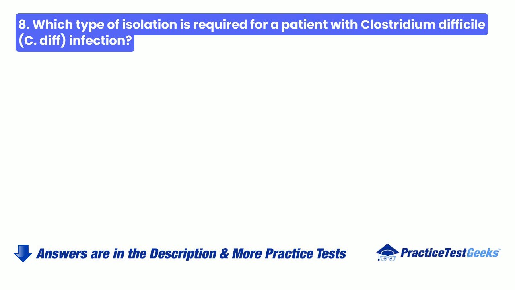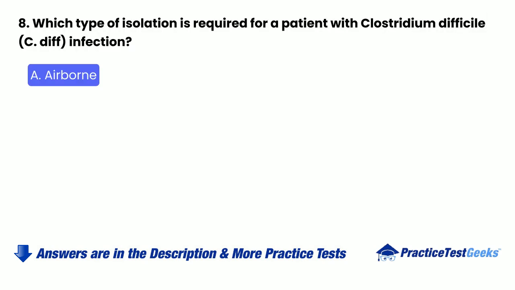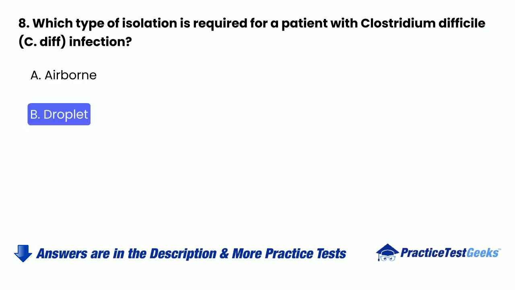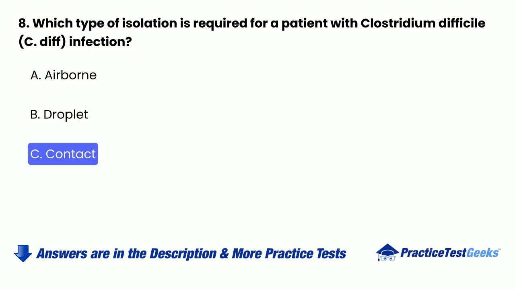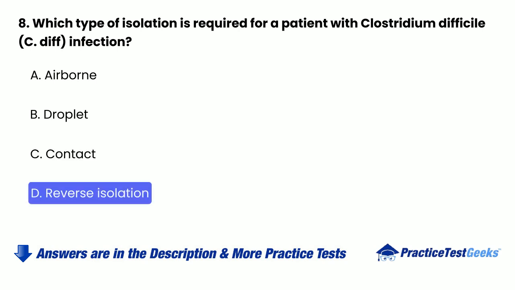8. Which type of isolation is required for a patient with Clostridium difficile or C. diff infection? A. Airborne. B. Droplet. C. Contact. D. Reverse isolation.